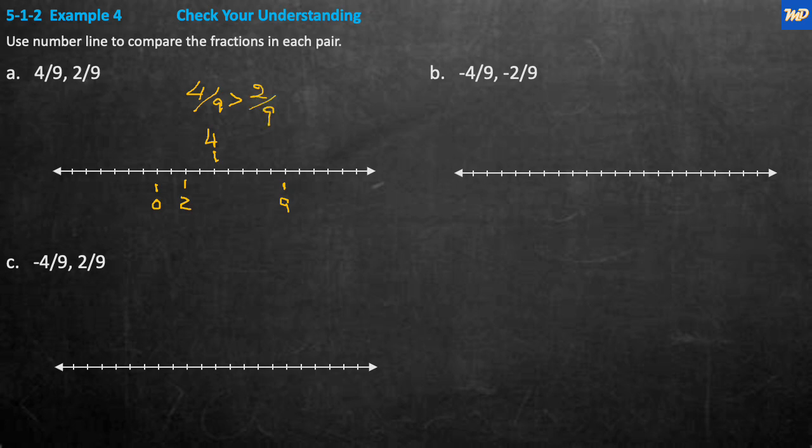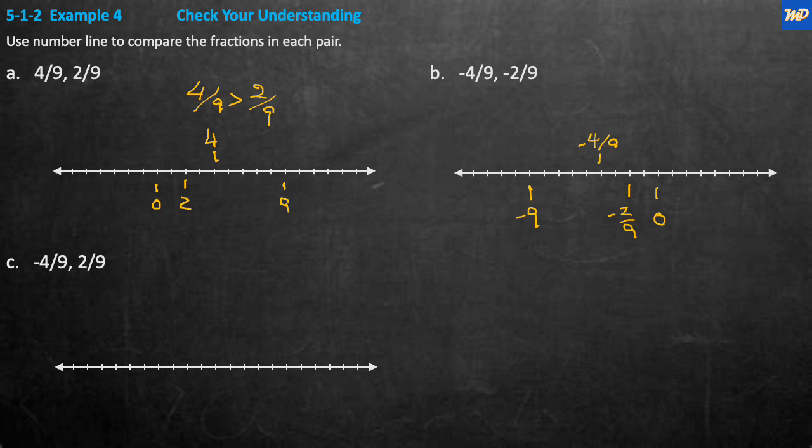Okay? Now here we have the same numbers, only negative. I'll put the 0 over here. And we're going to go negative 1, 2, 3, 4, 5, 6, 7, 8, 9. So here's negative 9, and there are 9 of these. These are all ninths. Okay? So it says negative 4/9. So here's 0, 1, 2, 3, 4. Here's negative 4/9, negative 4/9. And here's negative 2/9. 1, 2, down here. Negative 2/9.